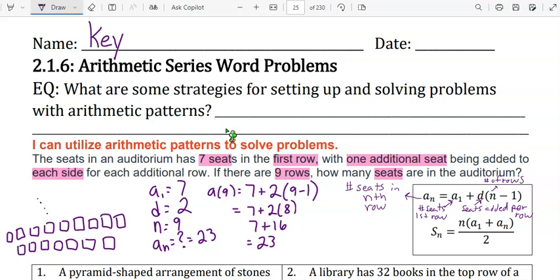Now let's plug it into the second formula. This is the total number of seats. And then we know what these other values are. So S of 9 equals 9 times the first number of seats plus the last row of seats, divided by 2.